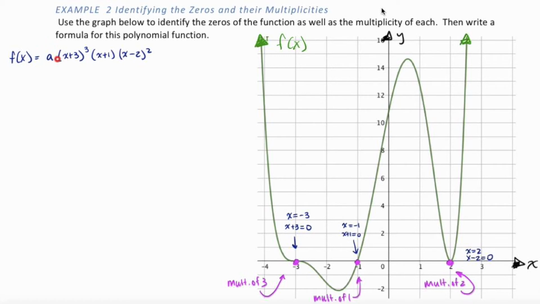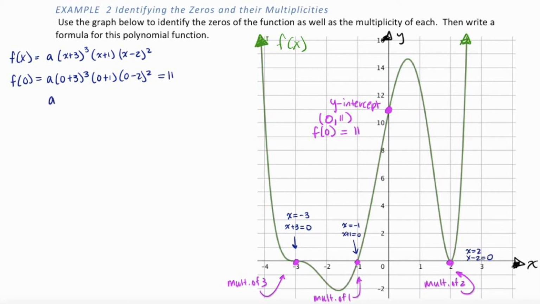Now we have to figure out what this a is. So let's find another point that we're given on the graph. For this point, I would look up along the y-axis right here. This is our y-intercept. And the ordered pair here is (0, 11). That tells me that f of 0 equals 11. Let's use that to our advantage. That f of 0 equals a times (0 plus 3) cubed times (0 plus 1) times (0 minus 2) squared equals 11.